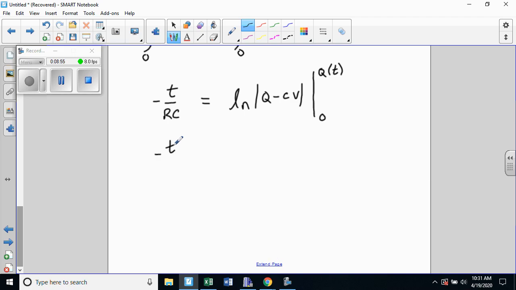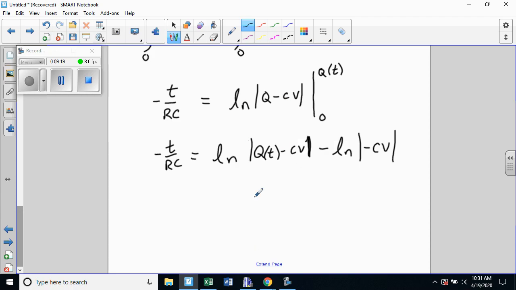So minus t over RC is equal to ln of, when I evaluate it at Q as a function of time, I get Q as a function of time minus CV, again absolute value, minus the natural log of, when I put in 0, notice that I still have a term here. So that's really, really important. Don't make that mistake of just moving on carelessly. Same thing we had to do when we did terminal velocity. This integral, this mechanics should look very similar to terminal velocity for something with air resistance or moving in a resistive medium.